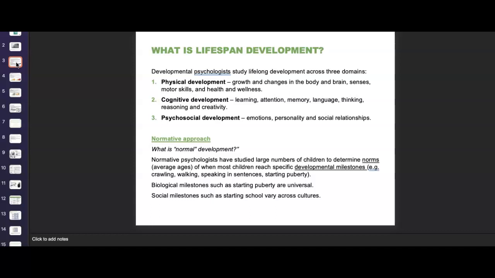However, social milestones, such as starting school, may vary across cultures. Some of you in this class may have gone to preschool. Some of you may not have gone to preschool and gone right on to kindergarten. Some of you may have cousins or relatives that live in different parts of the country and begin school at a different age, or even start high school or college at a different age.